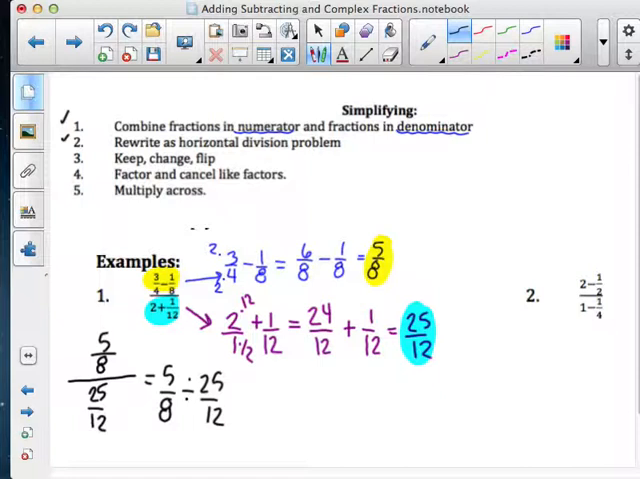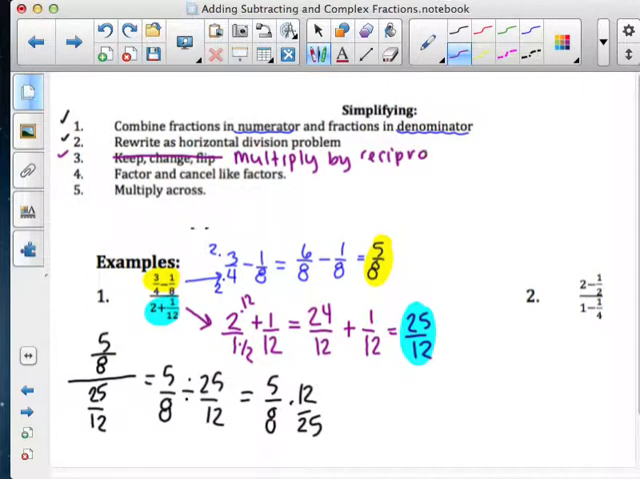Check. So when you divide, you're really multiplying by the reciprocal. So this is 5 over 8 times 12 over 25. And I'm going to multiply across. So we multiplied by the reciprocal. This is really multiply by reciprocal.